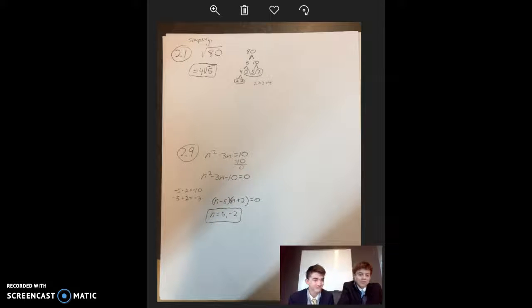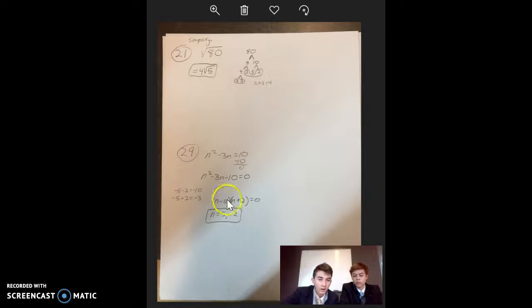Thank you, Will. Okay, in this next problem, number 29, we are solving this equation by factoring. So what we need to do is set the equation equal to 0. So we subtract 10 from both sides, and you get n squared minus 3n minus 10 equals 0. And to factor this out, you would get (n minus 5) times (n plus 2).